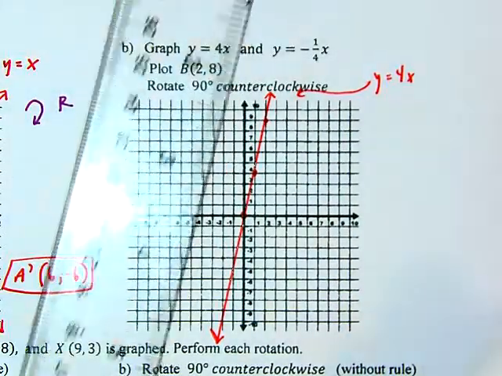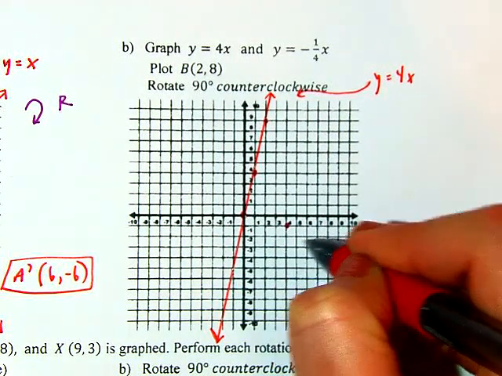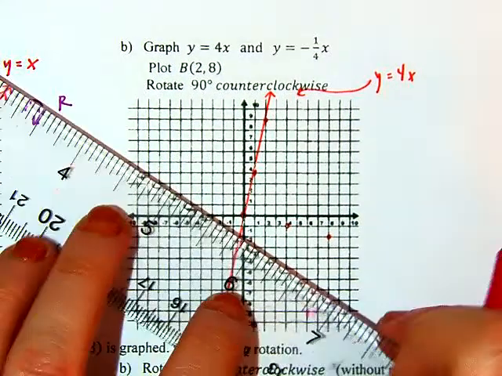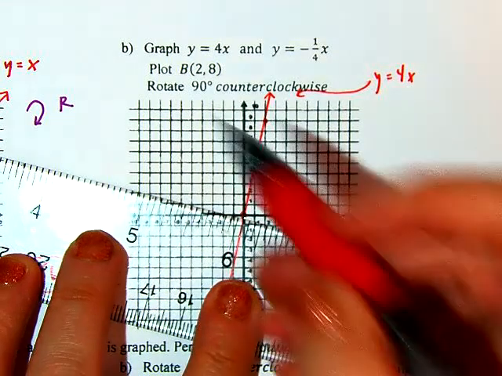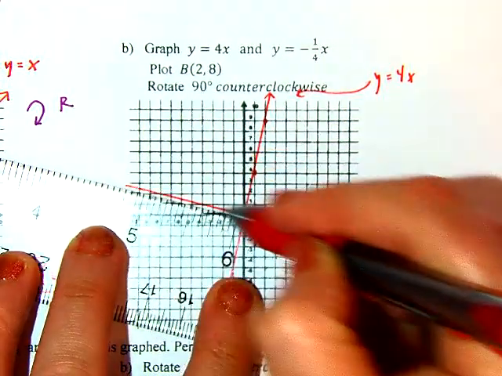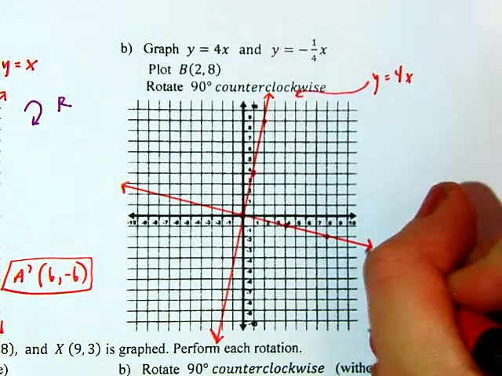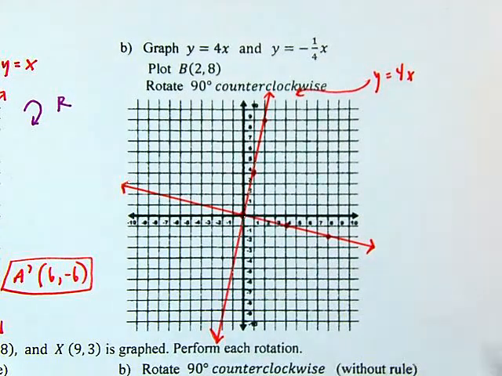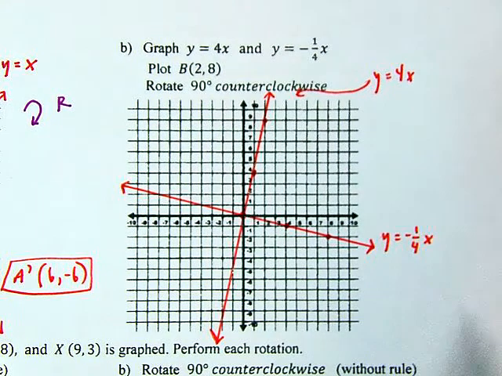Okay, and then the other one, let me go back to the origin. Down 1, right 4, down 1, right 4. All right, so here is my second line. Again, we know that they're perpendicular at the origin, right angles all the way around. So here is y equals negative 1/4 of x.